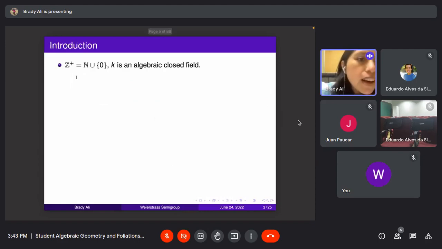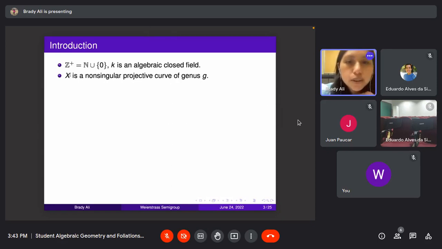In this talk, I'm going to denote by Z plus the natural numbers union zero, and we are always going to work over an algebraically closed field K. And X will always be a non-singular projective curve of genus g. And K(X) will denote the function field of X. That means its elements will be the rational functions on X.